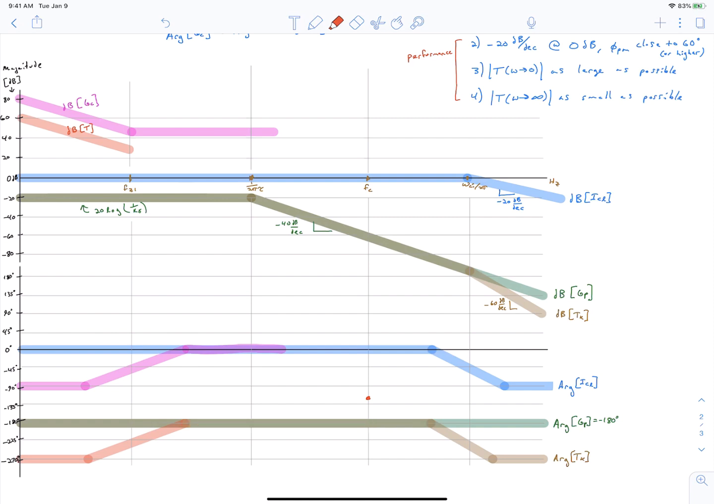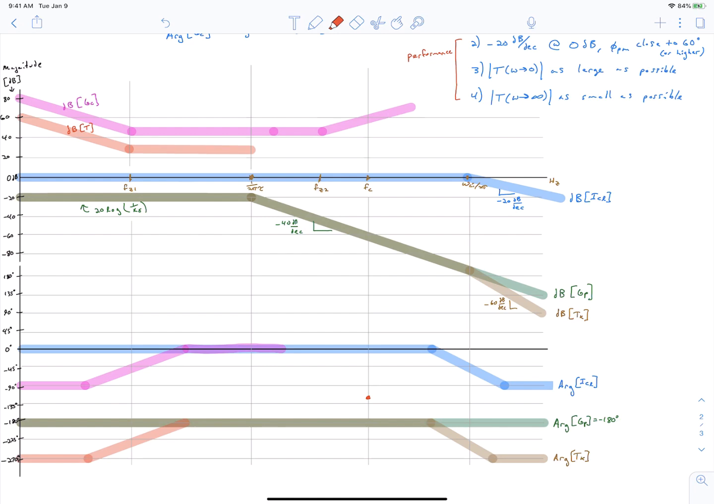It would be unstable. And so if we put another 0 in our regulator out here somewhere, our regulator will behave like this. It'll start increasing at 20 decibels per decade.